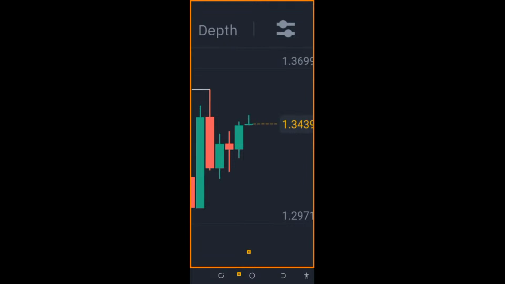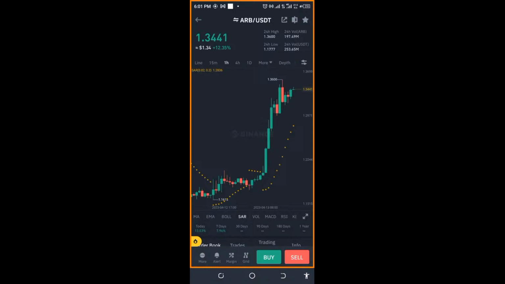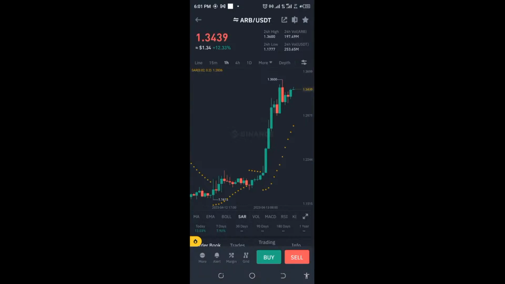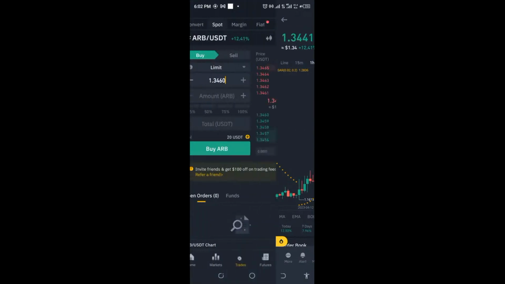Well, let's see how it is. I'm going to set a buy limit first, and then afterwards I'm going to set a sell limit, okay? Because you know that spot trading is buying the coin, holding it for a while, and selling it for profit once it rises, okay? So let's go ahead and see how we're going to do this.